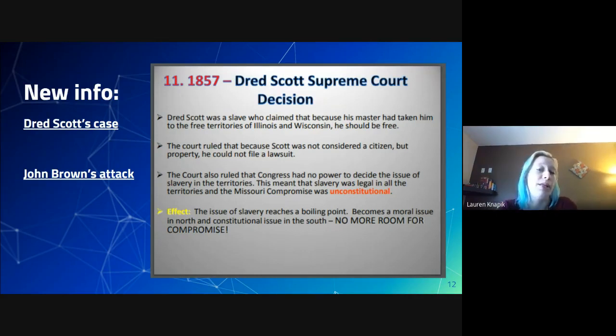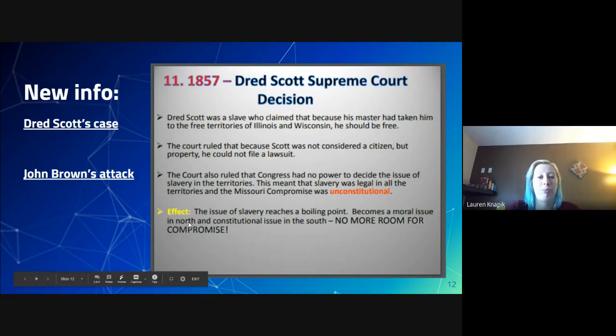The court also ruled that Congress had no power to decide the issue of slavery in new territories. This meant slavery was legal in all territories, and the Missouri Compromise was unconstitutional. The one that decided Missouri would be a slave state and Maine would be free, gone. So the effect of this, the issue of slavery reached a boiling point. It becomes a moral issue in the North and a constitutional issue in the South. No more room for compromise.